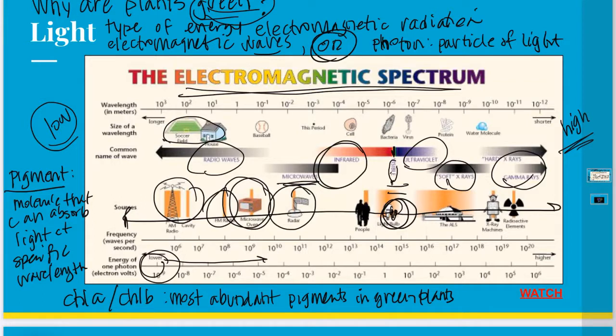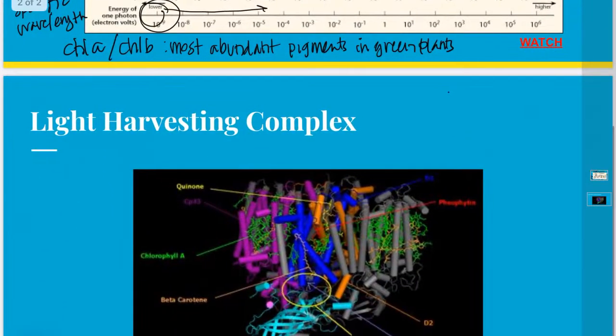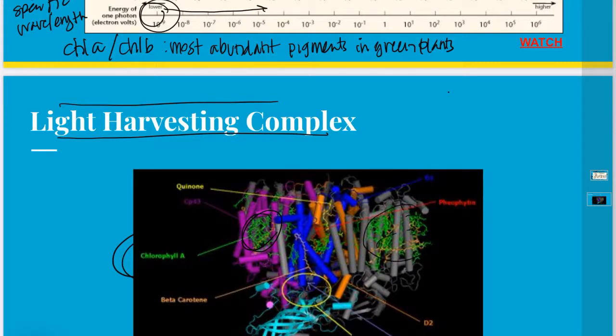Okay, so again, we're trying to answer the question, why are plants green? What frequencies are they absorbing light in? If you see here, the chlorophyll molecules are embedded in these light harvesting complexes. Here's chlorophyll A right here, you can see it. And then chlorophyll B is going to be embedded in here too. This green is showing you the chlorophyll molecules.